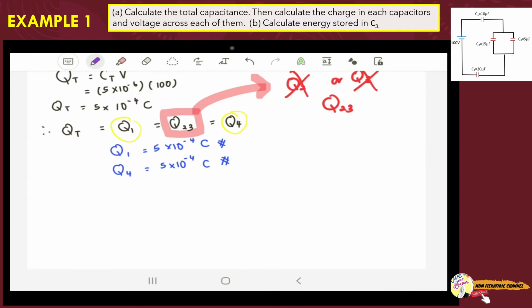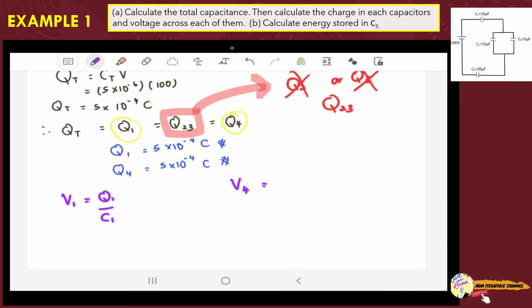Okay, now I want to calculate what is the voltage across C1 and C4. Since here we have value for Q1 and Q4. Okay, so we can calculate V1 is equal to Q1 over C1. Okay, and V2 equal to Q2.